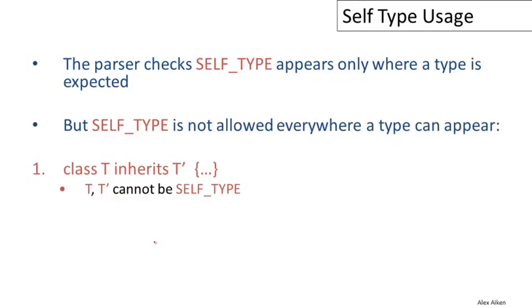Self-type is not a class name, and so it can't appear in a class definition. It can neither be the name of the class nor the class that is inherited from. In attribute declarations, the type of an attribute, in this case we have an attribute X and it's declared to have type T, it is okay for T to be self-type. So it's fine to have attributes that are declared to be the self-type of the class.